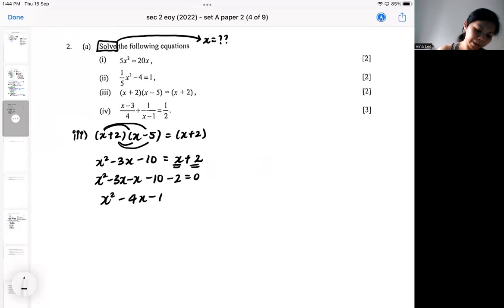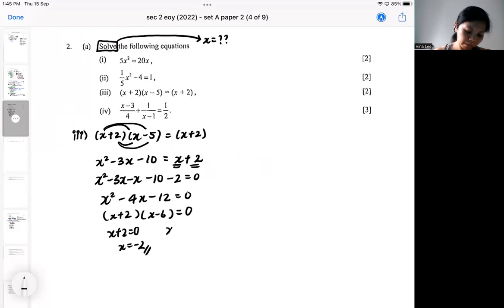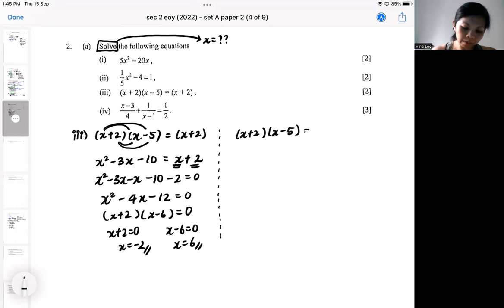So eventually it goes back to the same method. You got to factorize, and then first bracket equal to 0, second bracket equal to 0. So you will get something like this. A lot of people will actually forget. So this is the generic method.